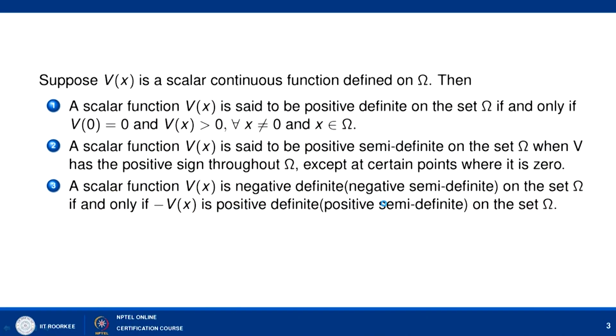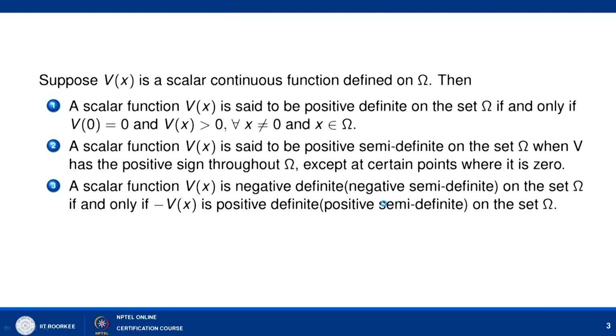Now, second, a scalar function V(x) is said to be positive semi definite on the set omega when V has a positive sign throughout omega except at certain points where it is 0. It means positive semi definite takes only non-negative values, either 0 or positive. There are certain points where it is 0, and in all other points it takes only positive values. In that case we say that V(x) is positive semi definite on the set omega.